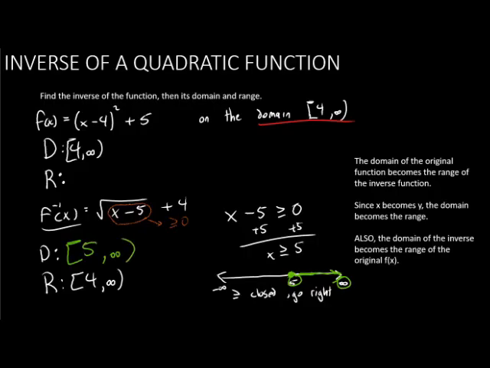But since the domain of the inverse becomes the range of the original, we can also say that the range is from 5 to infinity. And so this is how we find the domain and range and inverse of a quadratic function.